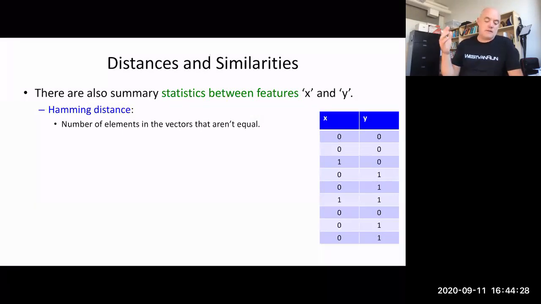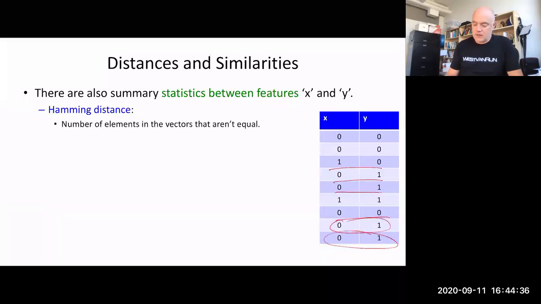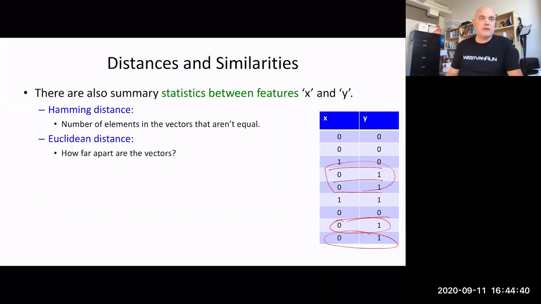One of them is the Hamming distance, so you can just compute the number of entries that are different between the two. Euclidean distance, you should know how to compute.